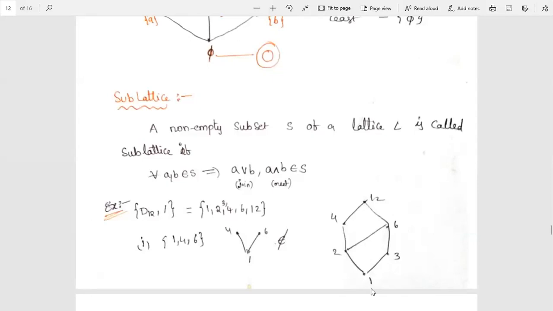Another example: take the set 1, 2, 6, 12. Is it a lattice or sublattice or not? Yes, it is a sublattice, because the subset has a least element and a greatest element. So this is how we say whether the given set is a sublattice of the given lattice or not.